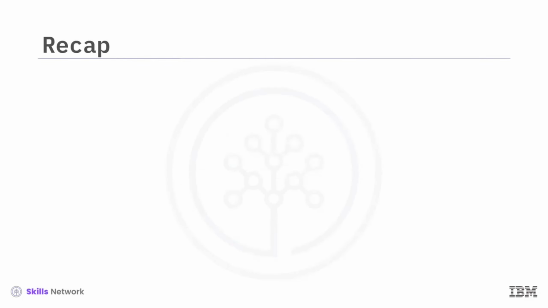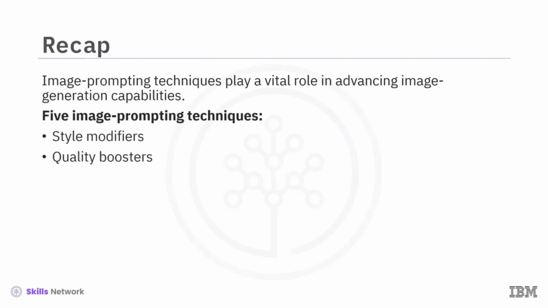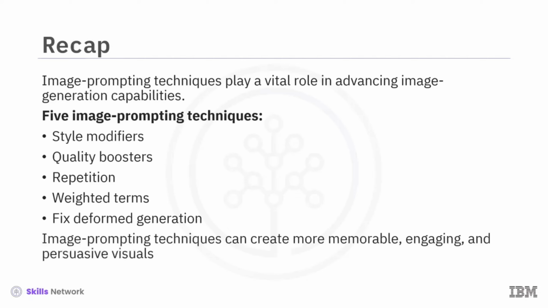In this video, you learned that image prompting techniques play a vital role in advancing the image generation capabilities of generative AI models. Style modifiers, quality boosters, repetition, weighted terms, and fixed deformed generations are 5 techniques that can be used to improve the impact of images produced. By incorporating these techniques, one can create more memorable, engaging, and persuasive visuals that can effectively communicate the intended message.